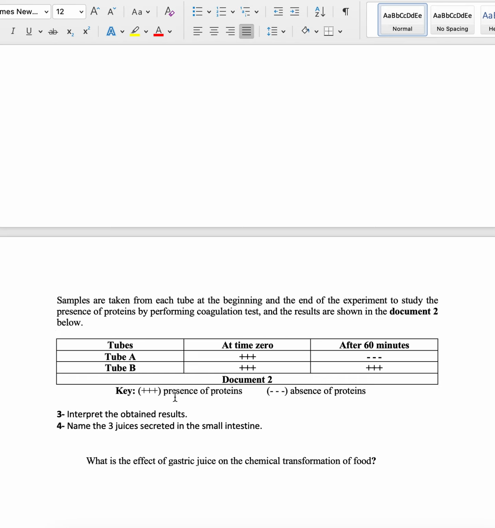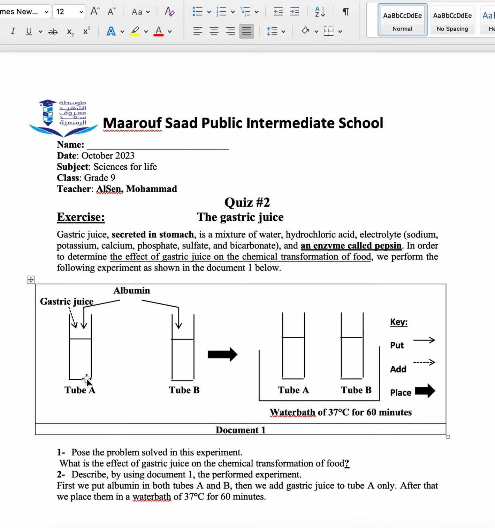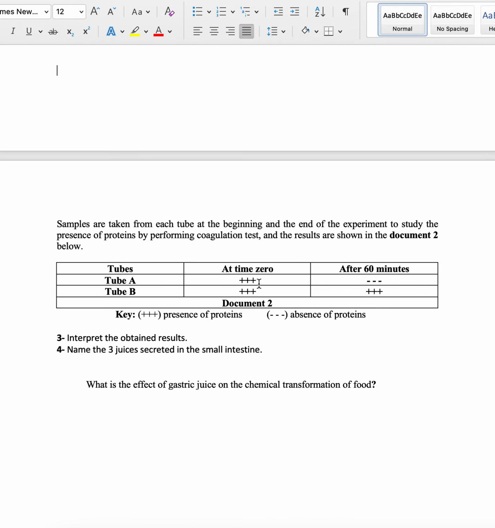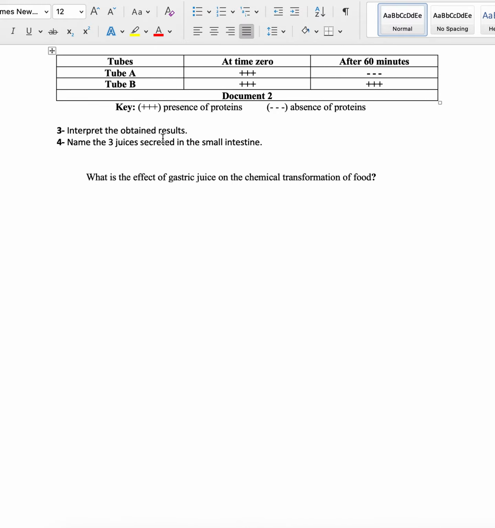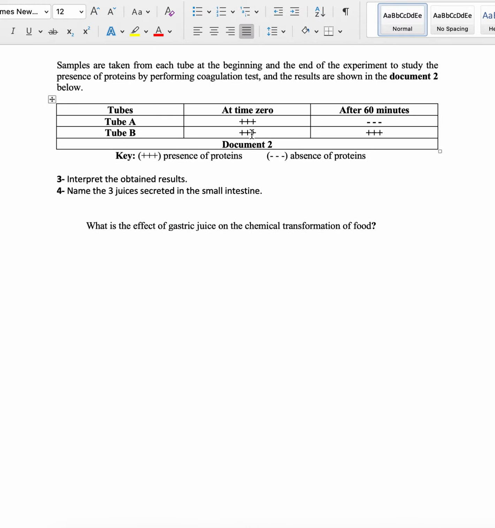What do you mean by 3 pluses? It means presence of proteins, so the proteins are present at time 0 in both tubes A and B. A is with gastric juice and B without gastric juice. I put albumin in both tubes, so proteins are necessarily present. After 60 minutes, the proteins disappeared, meaning absence of proteins. The proteins disappeared in tube A but stay the same in tube B.